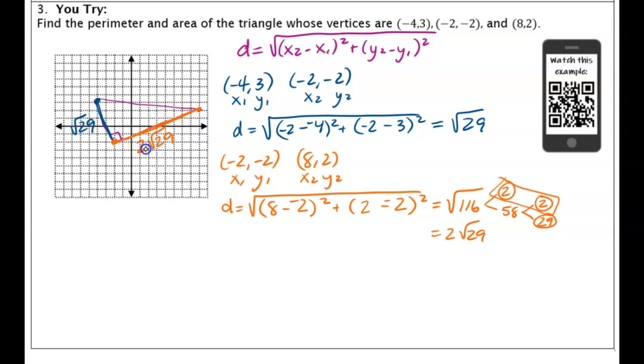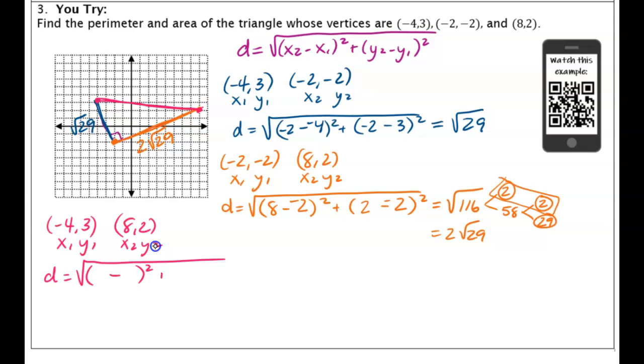Okay, and then we have to do our final side. And that one is if I take the 2 points (-4, 3) and (8, 2). So we're talking about this point here and this point here, so this line that I'm going over in pink. So I'm going to label my points, x1, y1, x2, y2. I'm going to set up my blank formula. And now let's plug in our numbers.